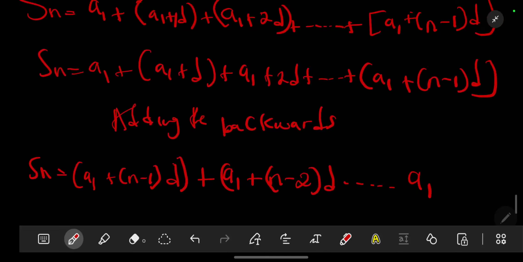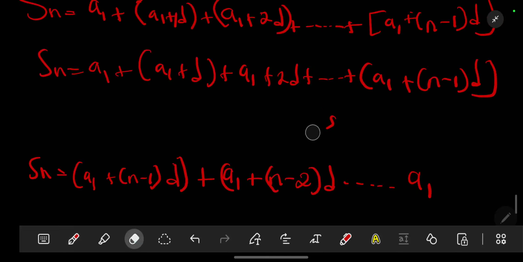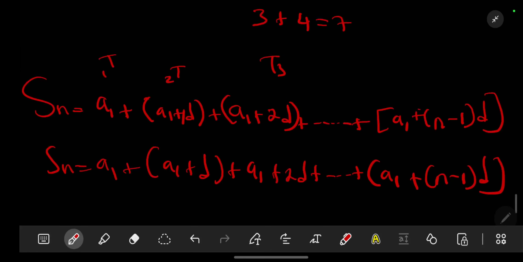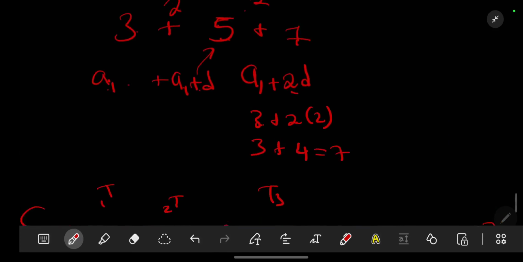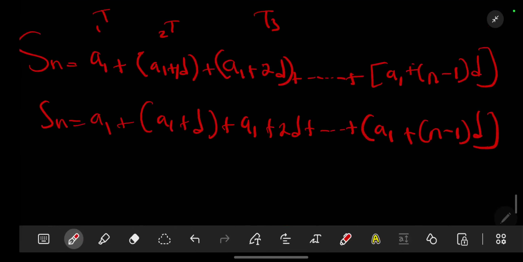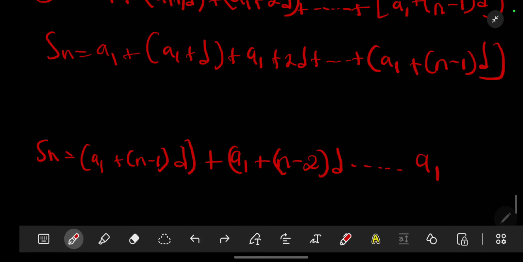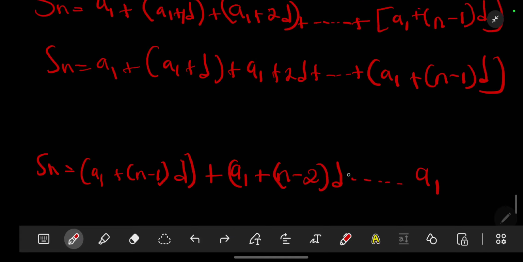Let me remove this word so that I can add properly. So adding backwards, what does it mean? Take note that we have said, where have we said it? We have said that we have our A1 plus this. Here we have said minus 2, so that means if we are to add another term, it will be minus 3 there.